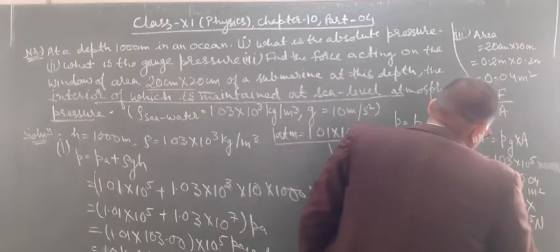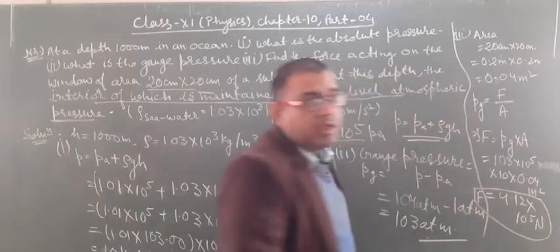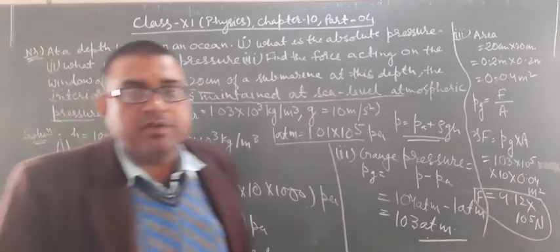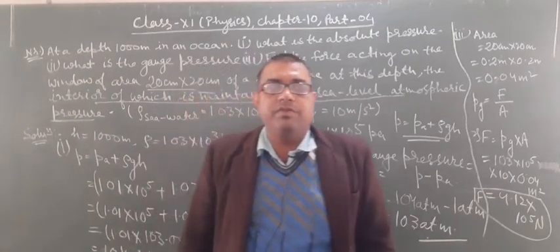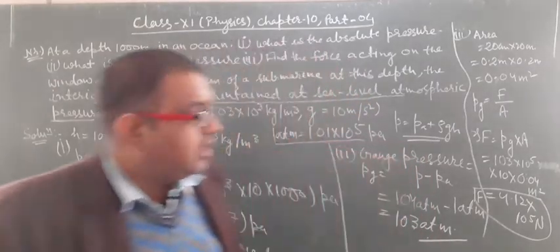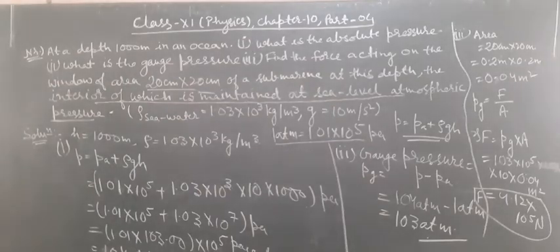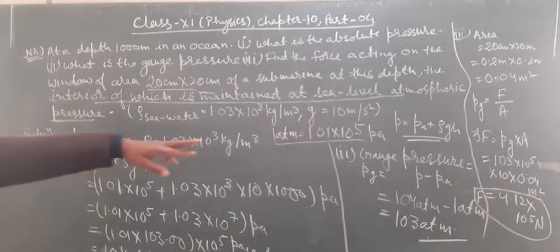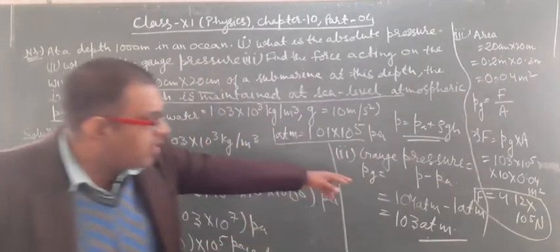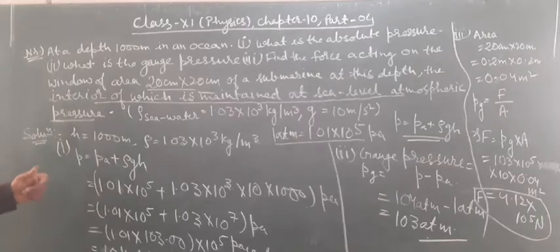This is the force which is experienced by the windows of the submarine which is dipped inside the sea water. F is equal to 4.12 into 10 to the power 5 Newton. This is the gauge pressure you had calculated, and this is the absolute pressure we had calculated. Now dear students, moving on to the next numerical.